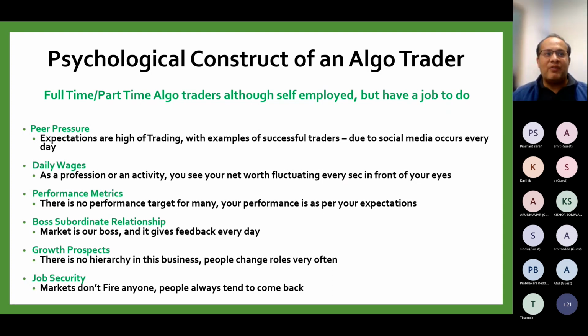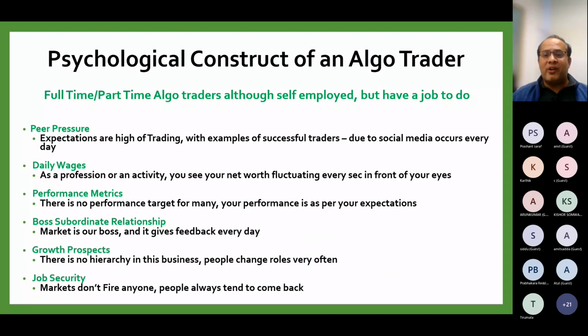In one sense, we have daily wages. As a profession or an activity, we see our net worth fluctuating every day or every second in front of our eyes. So it's kind of daily wages. It's not a job where we get an income at the end of the month. Every day we are getting that income, and it can be a very difficult thing, because most of us are white collar employees, or we were white collar employees, and now we are looking at ourselves as daily wages in one sense. That's a very important thing to understand, and it affects our psychology.